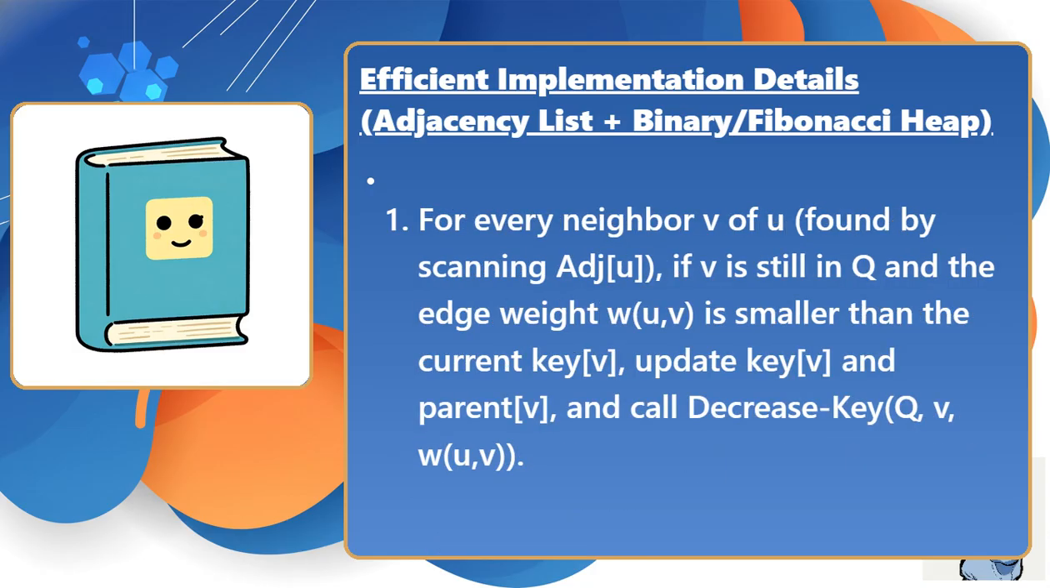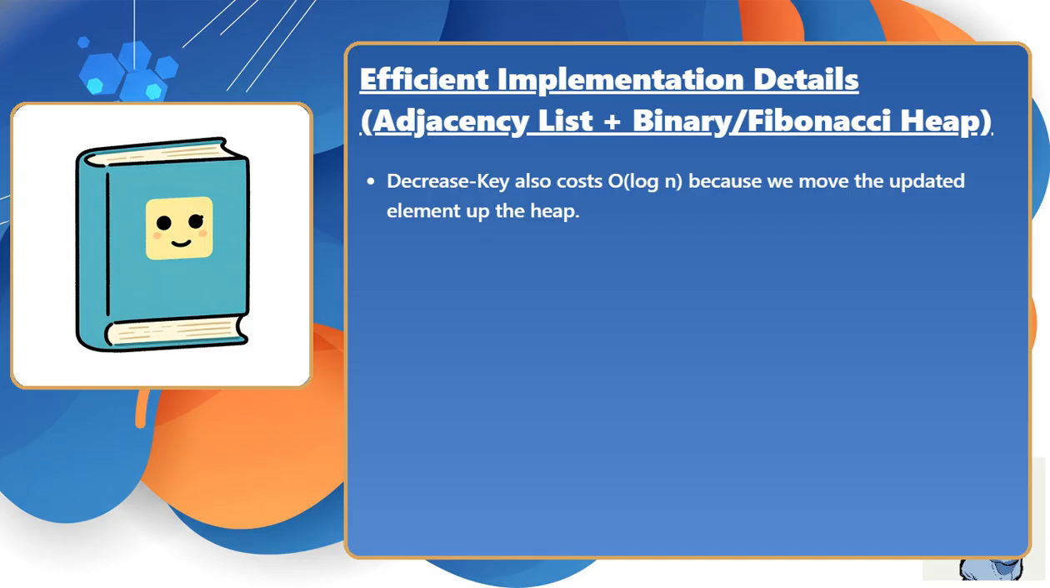Step 4. For every neighbor V of U, found by scanning the edges of U: if V is still in Q and the edge weight w(U, V) is smaller than the current key of V, update key of V and parent of V, and call decrease-key(Q, V, w(U, V)). Extract-min costs big O of log n because we remove the root and re-heapify. Decrease-key also costs big O of log n because we move the updated element up the heap.